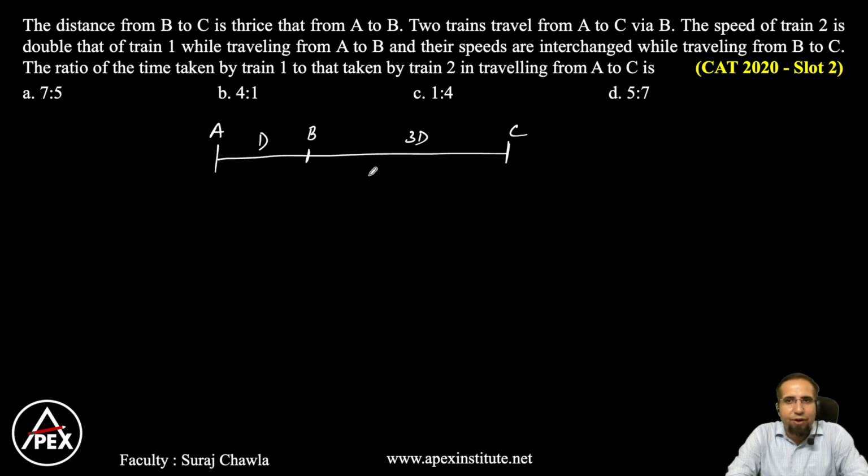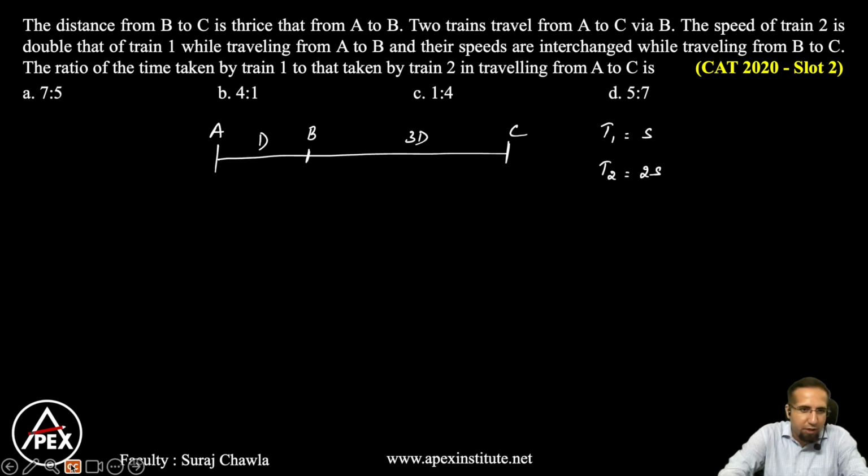Perfect. Now two trains, speed of train 2 is double that of train 1. Okay, so let's say train 1 is equal to S. So train 2 is equal to 2S. Now both of them are traveling from A to C. While traveling from A to B, and their speeds are interchanged. Okay. So I have something else here.